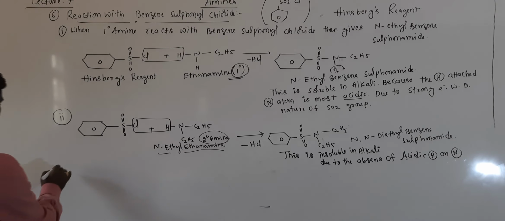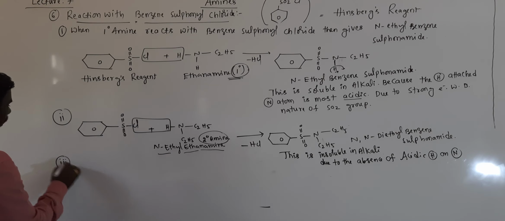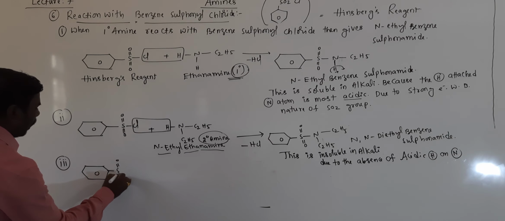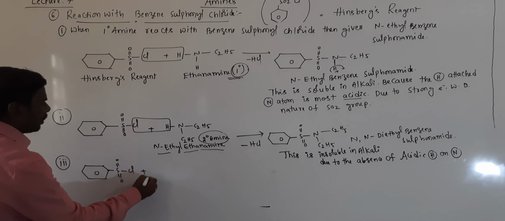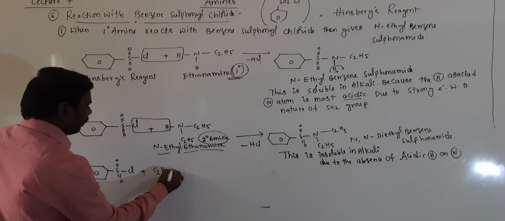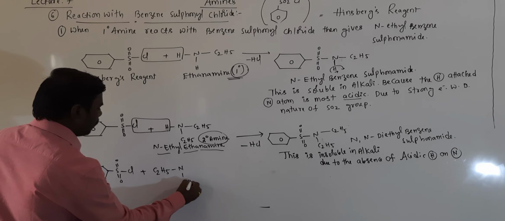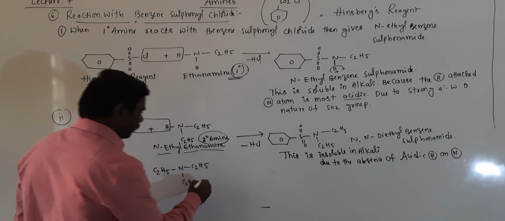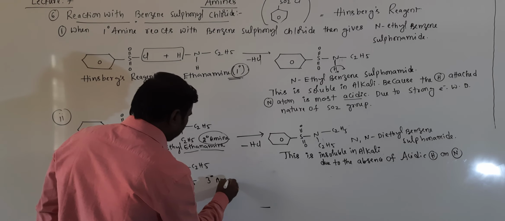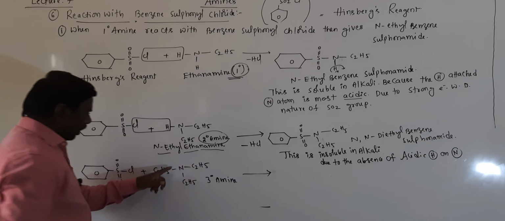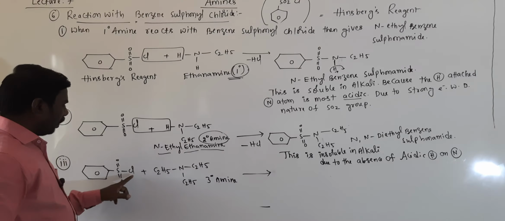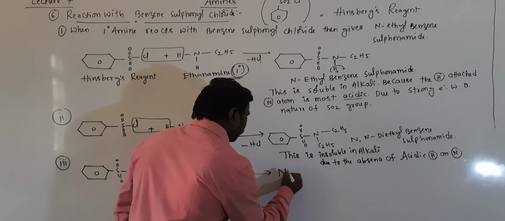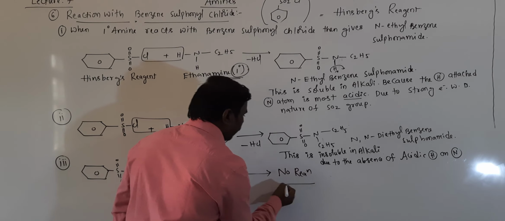If I take a tertiary amine, students, benzene sulfonyl chloride reacts with tertiary amine N(C2H5)3. It is a tertiary amine. Students, there is no hydrogen on nitrogen to remove Cl as HCl. It means no reaction because of the absence of hydrogen.